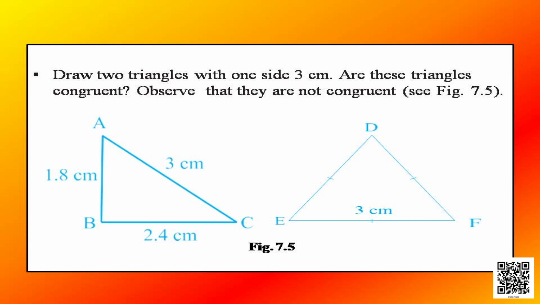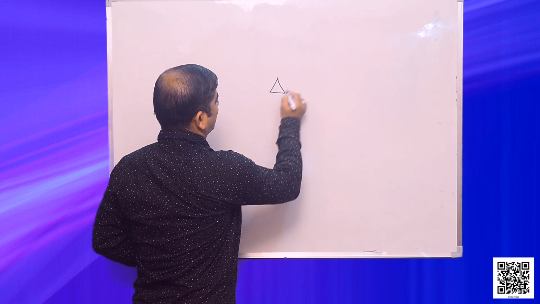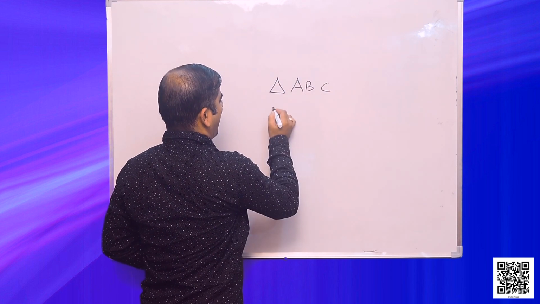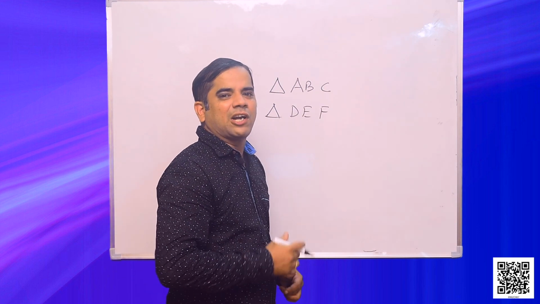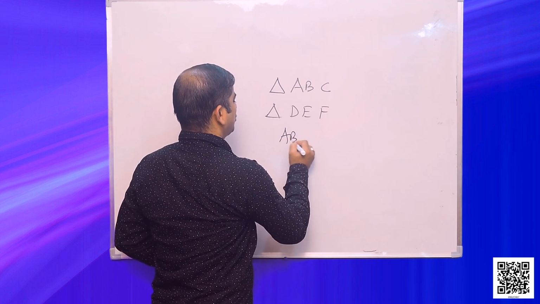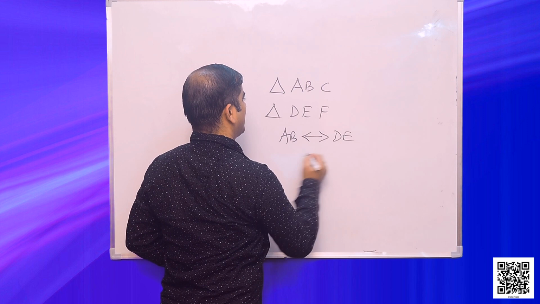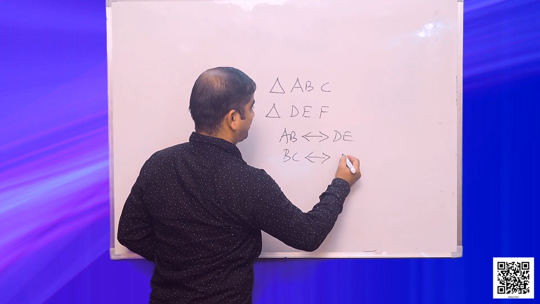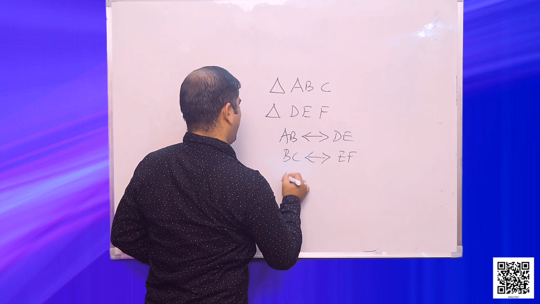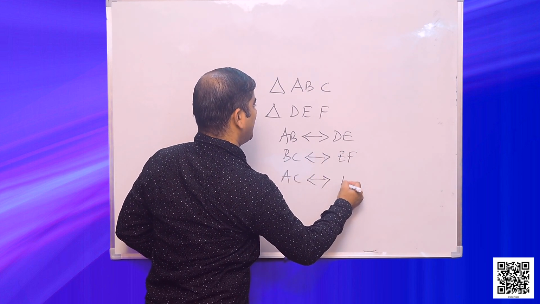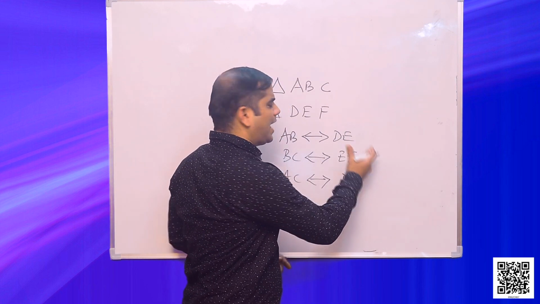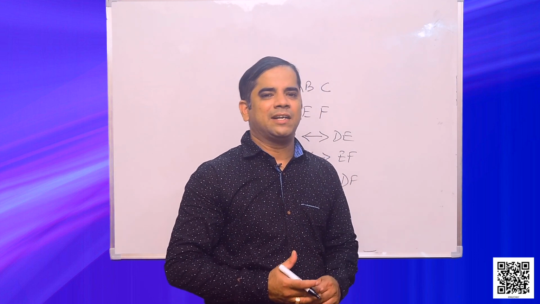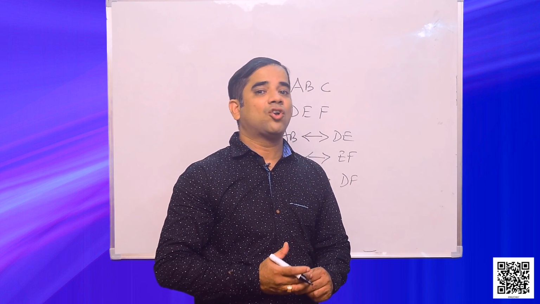So if I name the triangles as triangle ABC and triangle DEF, that means for congruency AB should correspond to DE, BC should correspond to EF and AC should correspond to DF. But in this case BC is not corresponding to EF, they are of different measurement. That is why triangle ABC is not congruent to triangle DEF.